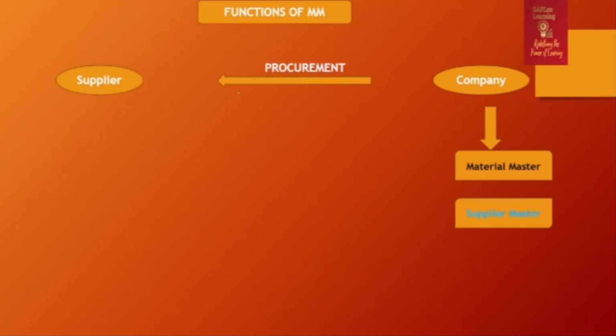In order to purchase anything from the suppliers, what materials we are purchasing, at what price, what the terms and conditions and delivery dates are, everything will be mentioned in another master known as the purchasing master. So these are the three master data that must be created in the SAP system under the Material Management module in order to complete these MM processes or purchasing cycles.